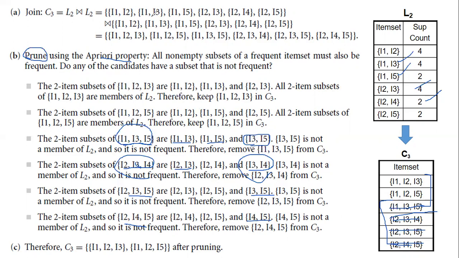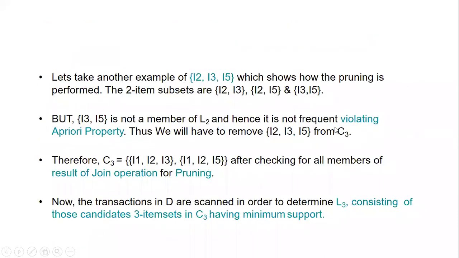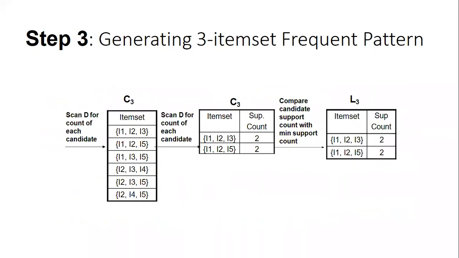Got it? Hope you are understanding this. So that's the reason we have this. Out of 6, using the a priori property, we pruned out some and we got this. Next, we have to find the support count of I1, I2, I3. We will have the support count of 2 from the original database. So we have to again check whether it has the minimum support. Both have the minimum support count, so both will be selected, L3.